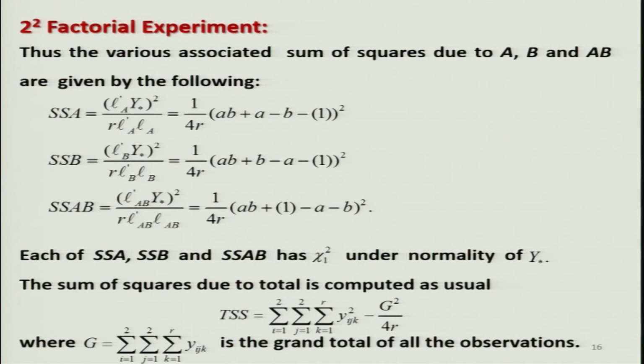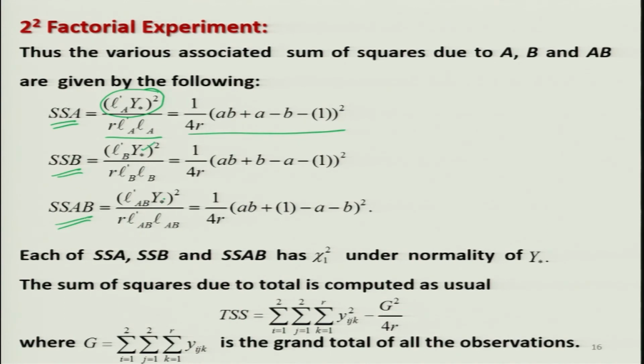So you can write down the sum of squares due to A as (L_A transpose y star) whole square divided by r into L_A transpose L_A, which is simply 1 upon 4r, and then the same quantity over here: (AB plus A minus B minus 1) whole square. And similarly, you can write down SSB and SSAB.